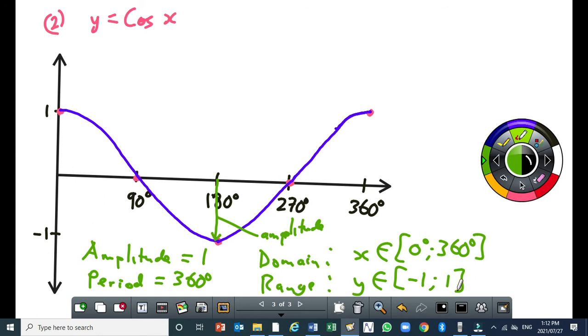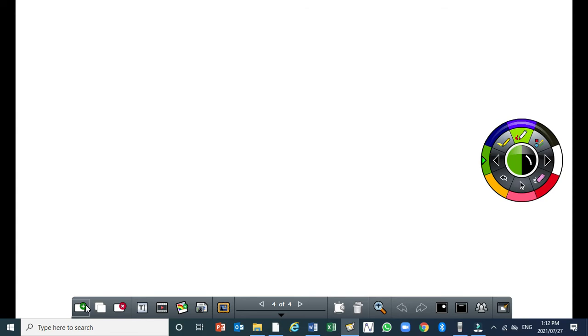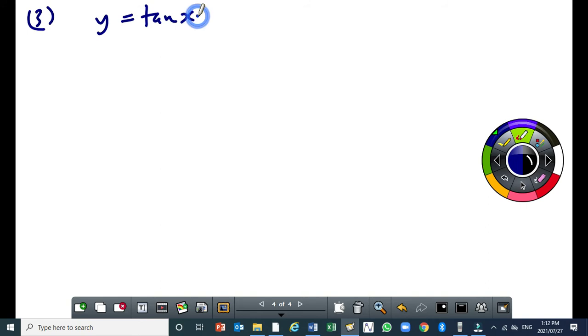Right, let me move on to the graph of tan, the one which is more complex. Right, the graph of tan. So number 3, y equals tan x. Now this one is very unique because it has got asymptotes. It doesn't have an amplitude.